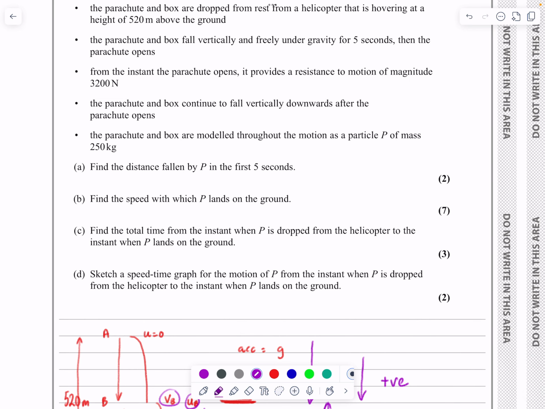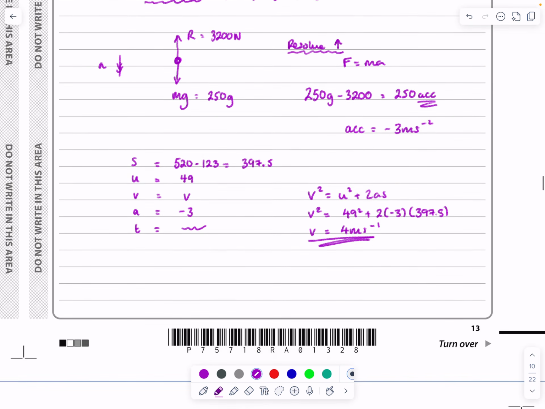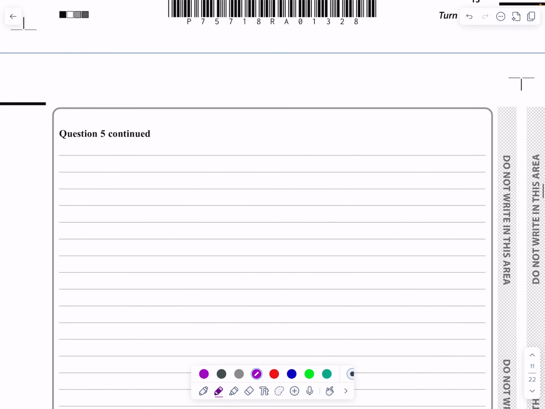Part C says, can we find the total time from the instant when it's dropped to the instant when it hits the ground? So we want the t for the whole of the journey there. We know it's t equals 5 while it's under free fall, while it's under gravity, but we've now got to work out our t here and then add 5 on, haven't we? So let's make that clear to the examiner. Let's do that here, part C, for total time.